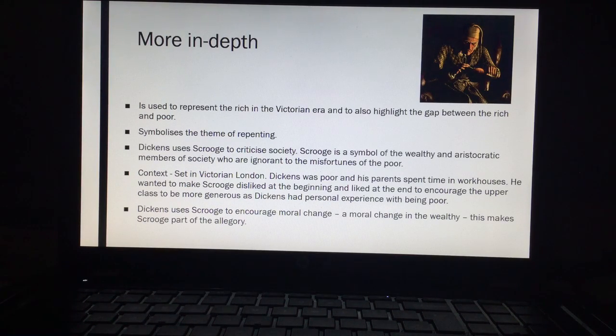And context, very briefly, again, please watch the video. It's set in Victorian London. Now, Dickens was poor and his parents spent time in the workhouses. He wanted to make Scrooge disliked at the beginning and liked at the end, to encourage the upper class to be more generous. Okay? So therefore, Dickens uses Scrooge to encourage a moral change in the wealthy members of society, and this makes Scrooge part of the allegory, the bigger allegory at play.